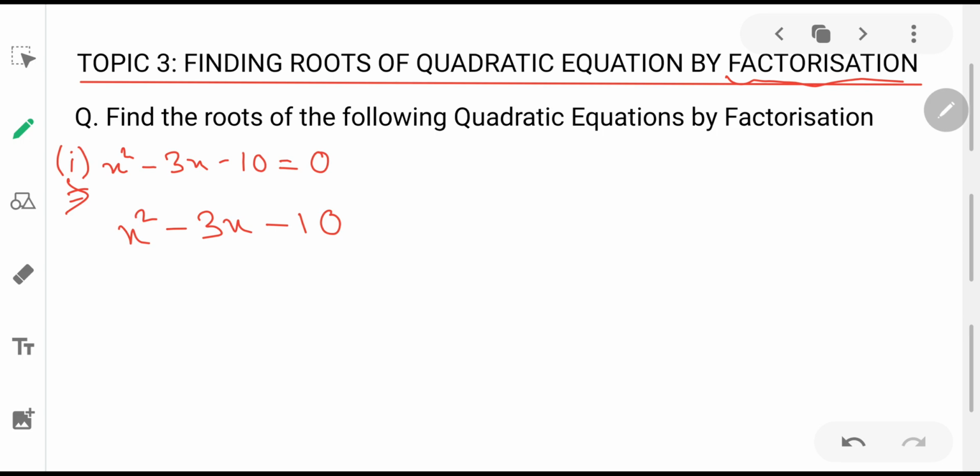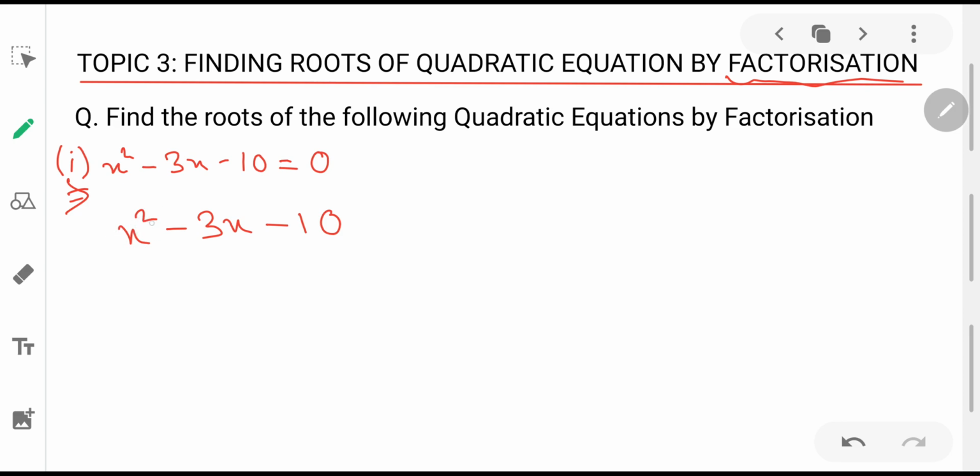Now, here we will be using the method of splitting the middle terms. What is the method of splitting the middle terms? You have to see the coefficient of the square term. What is the square term? The square term is x square. What is the coefficient of x square? The coefficient of x square is 1. How to find the coefficient? If you just hide x square, and after hiding it you find nothing, that means you have 1.